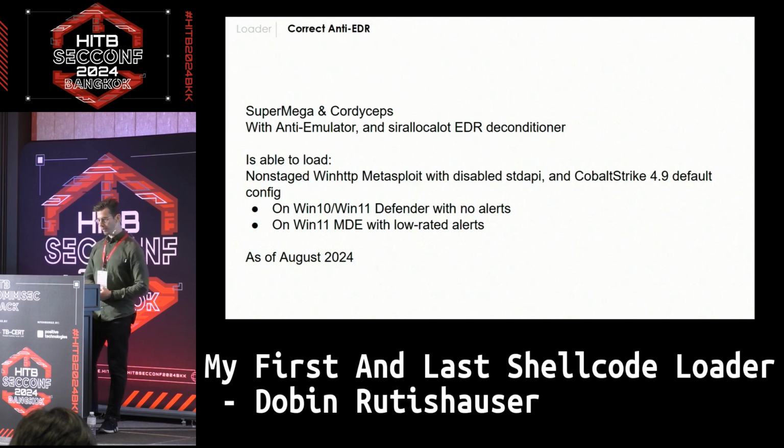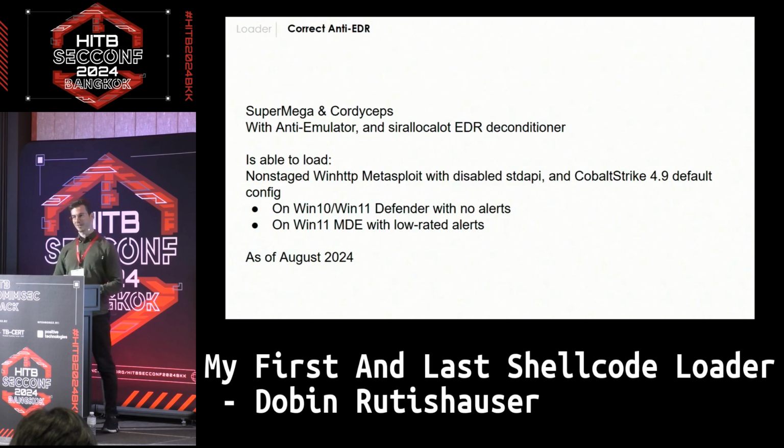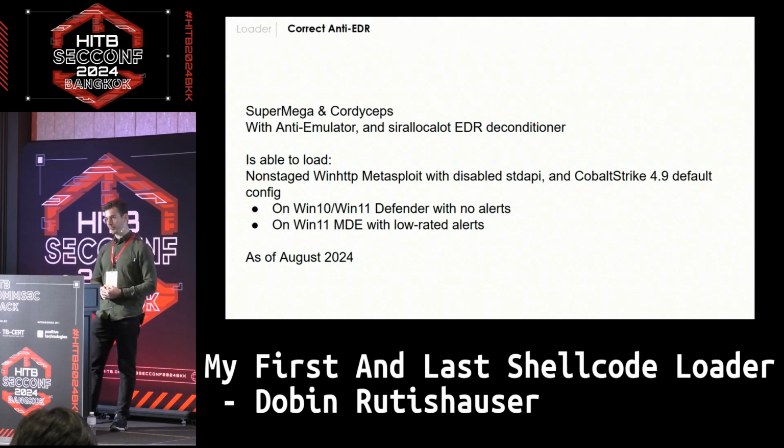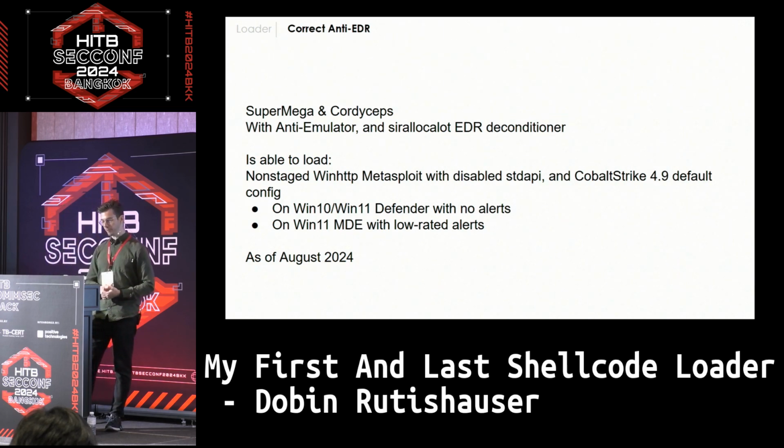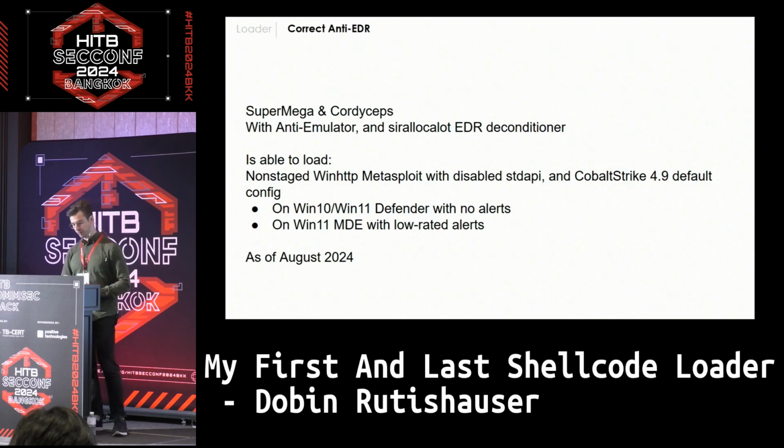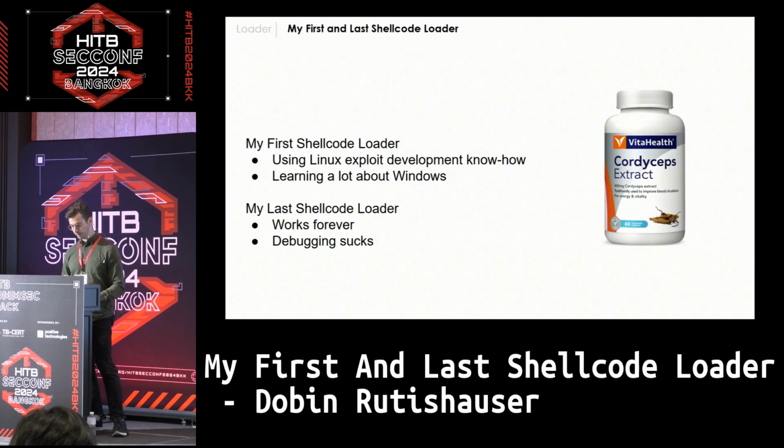If you write a blog article about bypassing EDR, write how, when, with what, how much. Not just EDR bypass, but more like this. I could load a non-staged Metasploit with disabled standard API, also Cobalt Strike 4.9, which I didn't show here, and that's the old version, not the cool new 4.10, in Windows Defender on Windows 10 and 11, and Windows 11 with my Defender for Endpoint in August of 2024.